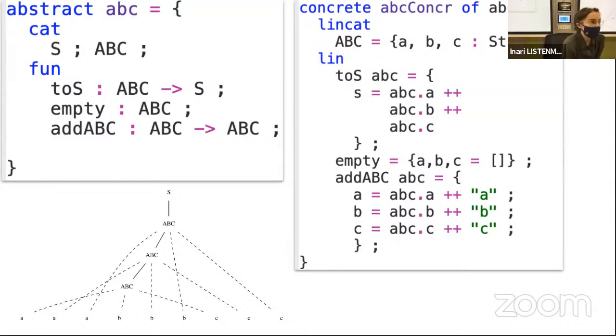We do this because in the linearization we can have discontinuous constituents in these records. So at each application of this add ABC, we add exactly one of each letter in the right place. These ones come from the first application, and these ones come from the last one, and so on. Then when we apply the S function, it puts the string together, and that's how we get A, B, B, B, C, C, C.